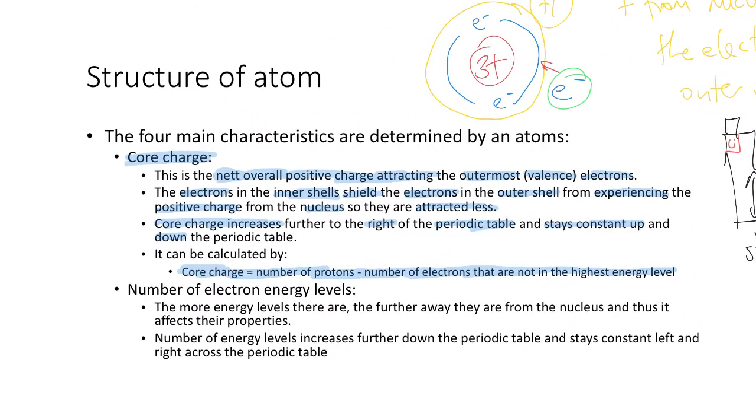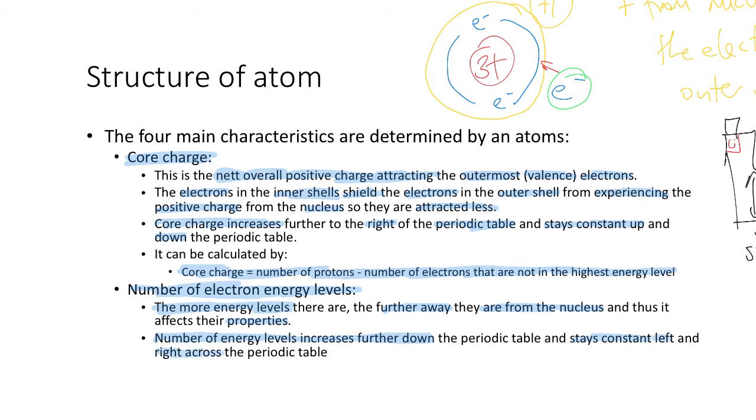Okay, the number of electron energy levels. That's effectively saying how many energy levels there are, like whether it has electrons in the first energy level only, or in the first and the second, or in the first and the second and the third, that's the number of energy levels, right? The more energy levels there are, the further away those electrons are from the nucleus, and thus it affects their properties. The number of energy levels increases further down the periodic table, but stays constant left and right across the periodic table.